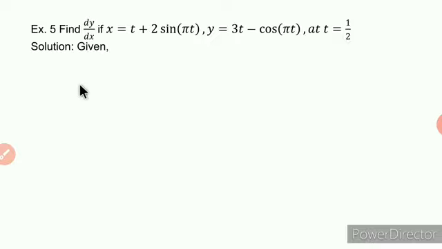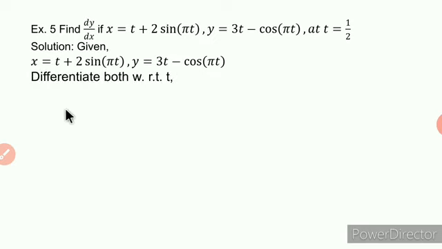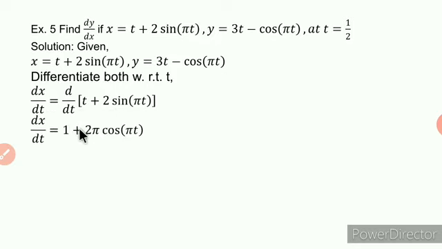Now given x is equal to t plus 2 times sin pi t, y is equal to 3t minus cos pi t. Now differentiate both with respect to t. We get dx upon dt is equal to d upon dt of t plus 2 times sin pi t. So taking the derivative in RHS, we get it is equal to 1 plus 2 pi into cos pi t, because derivative of sin pi t is cos pi t and multiplied by derivative of pi t is pi. So we get here 1 plus 2 pi cos pi t is the value of dx upon dt.